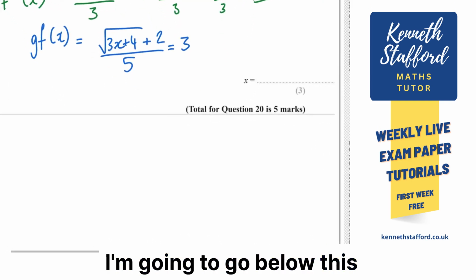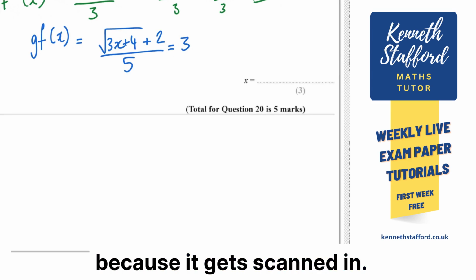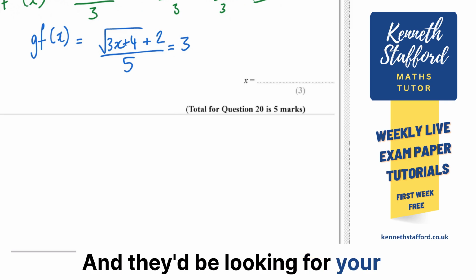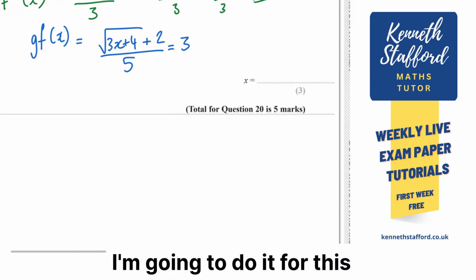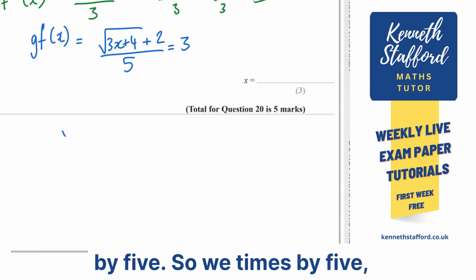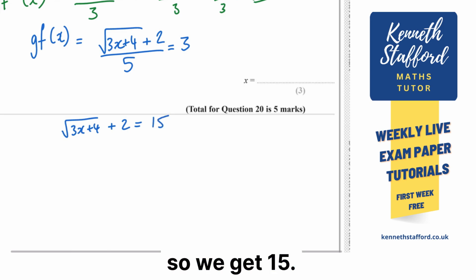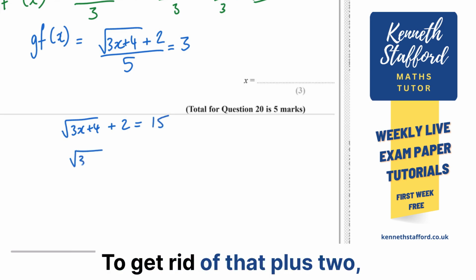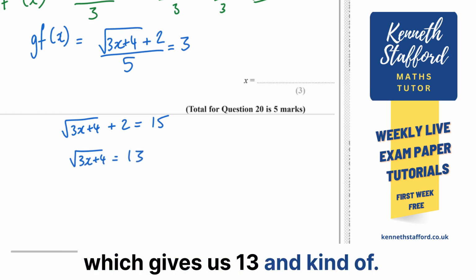Now I'm going to go below this line here to solve it. Don't do this in the exam because it gets scanned in, and they'd be looking for your working out in the scanned area, but I'm going to do it for this purpose. So to rearrange this, we need to get rid of the divide by 5. So we times by 5. So we get 15. To get rid of that plus 2, we take away 2, which gives us 13.